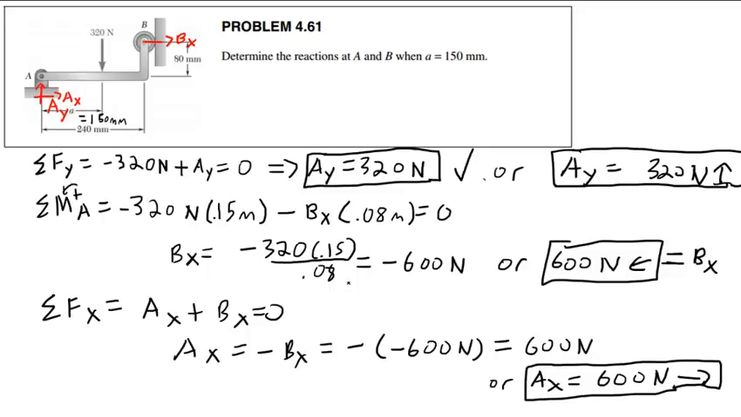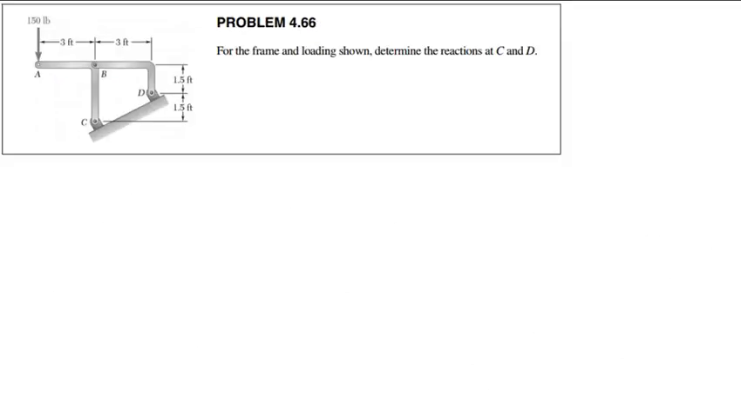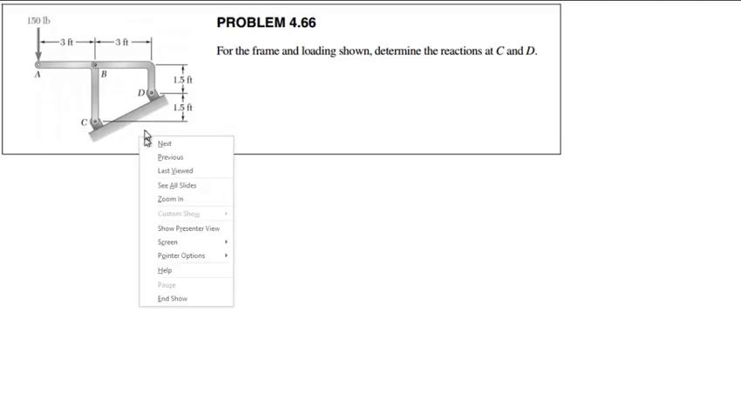What's next? Okay. All right, so for the frame and loading shown, determine the reactions at C and D. This is a fun one. So, do you remember when I said we could only solve for three reactions? What do we have here? One, two, three, four. We have four reactions. How is that going to work? Is this unsolvable? Have I lied to you?